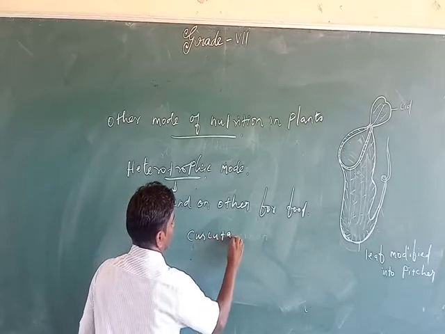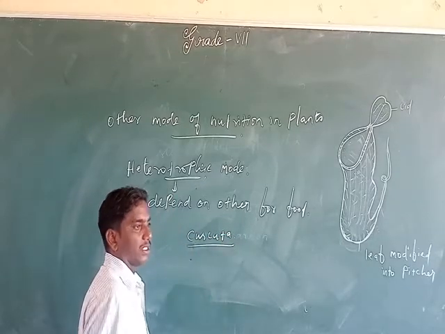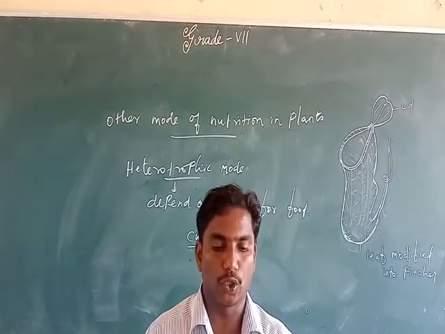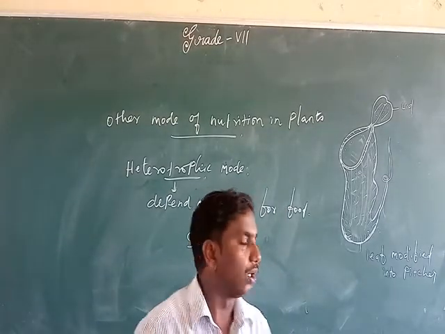Cuscuta. This plant is named what? Cuscuta is one kind of plant. It's one kind of heterotroph plant. Heterotroph plant. Okay, wow.